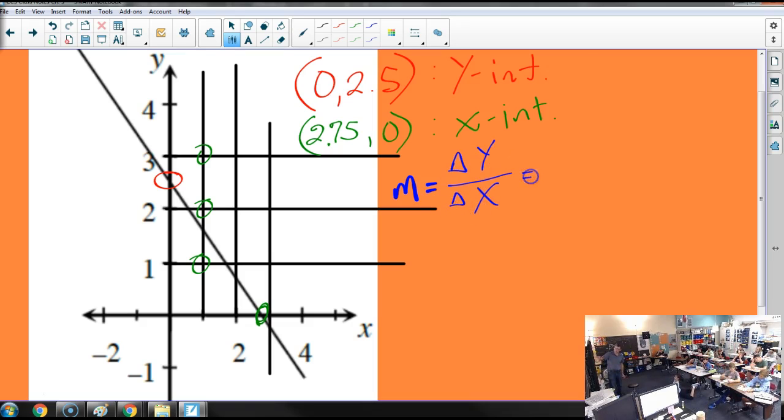You should write this down because we're going to do this a ton this year. Our change in y to go from 2.5 to 0 was a negative 2.5. We went down. Our change in x was up, right? Because x went from 0 to 2.75.